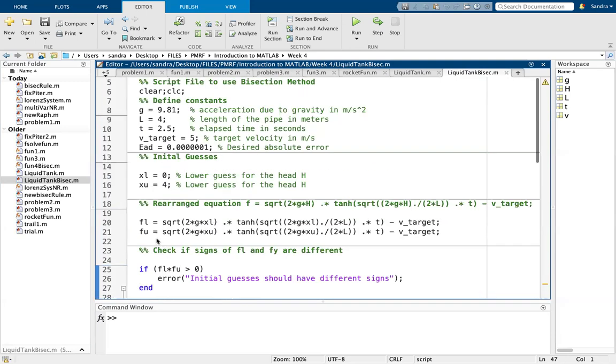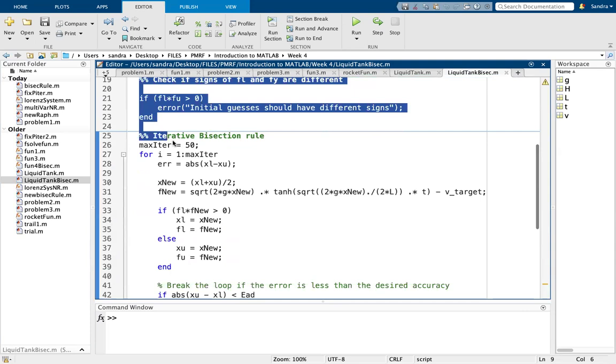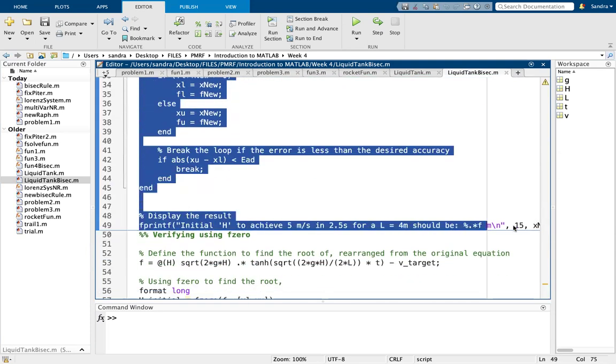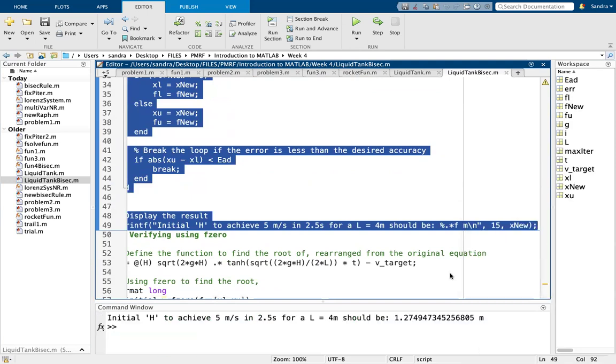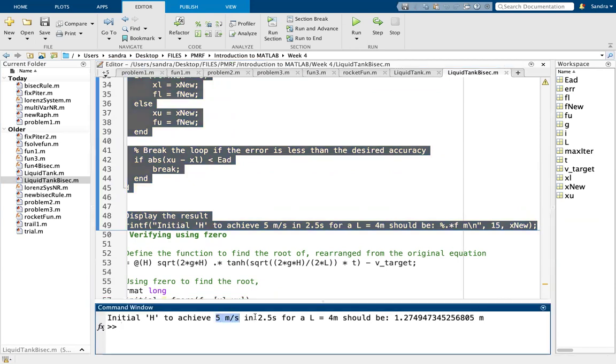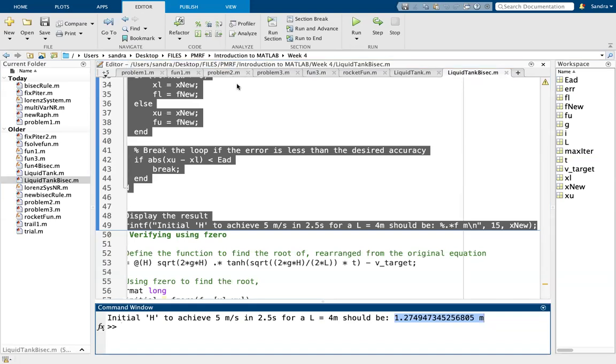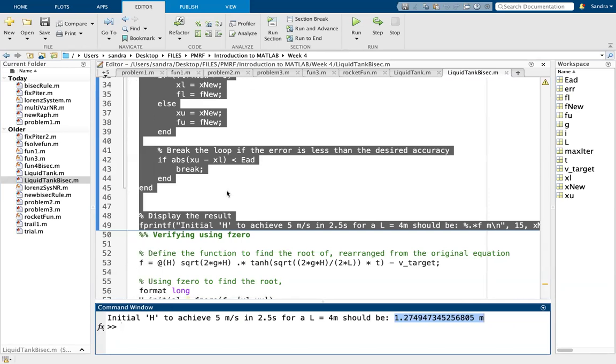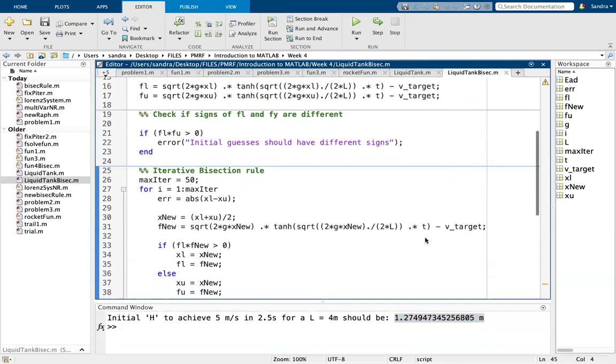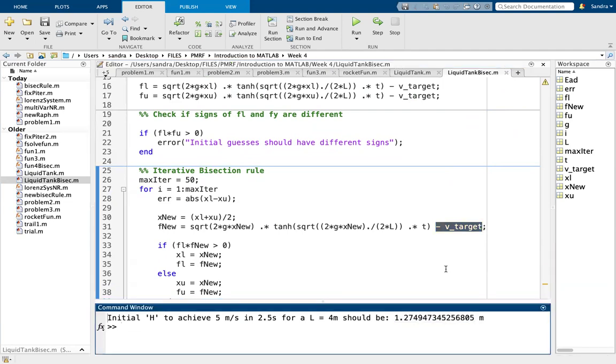So let's just run this part of the code. I'll select this and run it. The initial h to achieve 5 meters per second velocity in 2.5 seconds, with L at 4 meters, should be 1.2749. There's a slight difference in the value, so check your solution against the solution that I've shared. Check if there is anywhere you have gone wrong. This minus 5 is very, very important. Only then will you get the function in the form of f of x equal to 0. So the final answer is 1.2749.